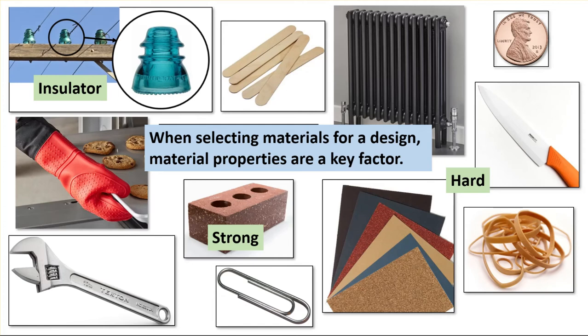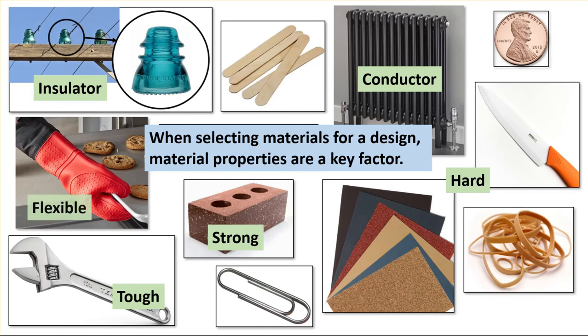Also, the radiator wouldn't work if it couldn't conduct heat. And the wrench needs to be tough. These are all key properties of metals. And the oven mitt and rubber bands need to be flexible and elastic. Polymers, due to their amazing ability to be engineered to have a wide variety of properties, can exhibit extreme flexibility. In this video, we will expand on this notion and look at other factors that can play a role in material selection.